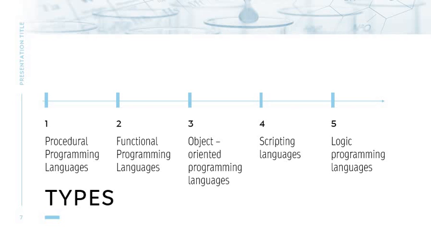Next one, scripting languages. This is used basically to handle a web page, like JavaScript. Also HTML, but not completely. Somewhere we use TypeScript in the HTML. So TypeScript is a scripting language, like JavaScript is a scripting language. The next one is logic programming languages. So those are the 5 types of programming languages.